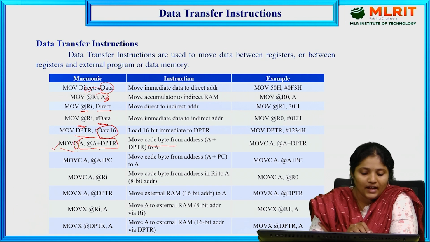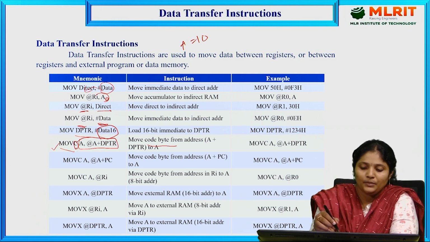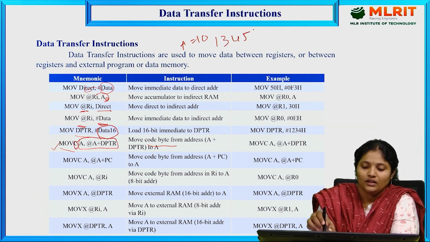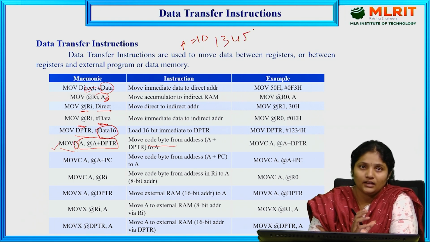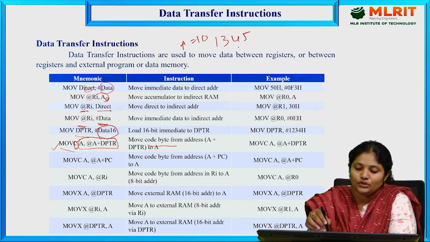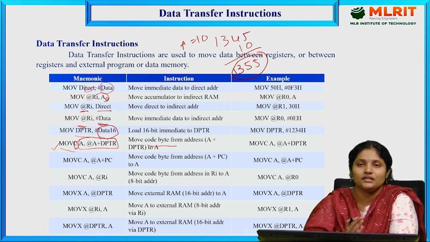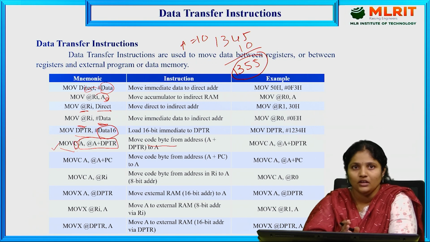So how will we calculate the address of this one? So at the rate A, if A is holding 10 as the address, and DPTR is holding 1345, what will be the data that we need to take from the addressing mode? So these two things will be added, and the actual data which we need to copy is in the address location 1355H. As it is an external memory, because we've been using 16-bit, it is fetching the data from the external memory, not internal memory.